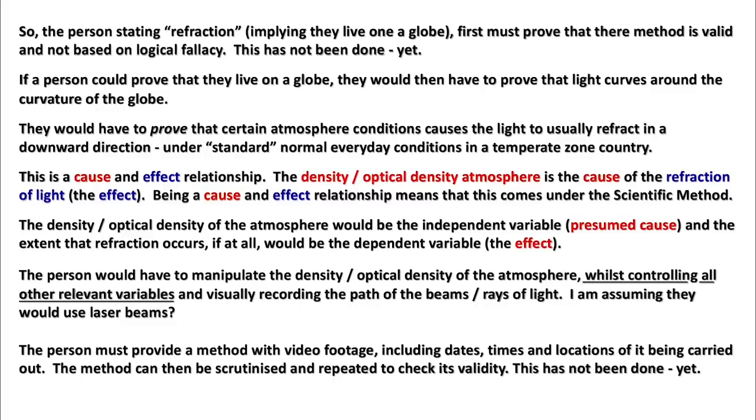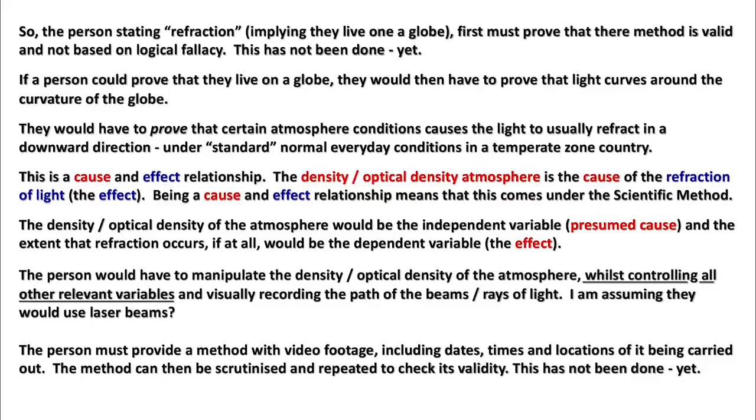If a person could prove that they live on a globe, they would then have to prove that light curves around the curvature of the globe. They would have to prove that certain atmosphere conditions cause the light to usually refract in a downward direction under standard normal everyday conditions in a temperate zone country. This is a cause and effect relationship. The density and optical density of the atmosphere is the cause of the refraction of light, the effect. Being a cause and effect relationship means that this comes under the scientific method.